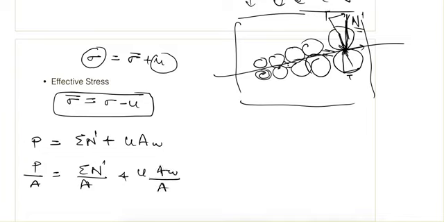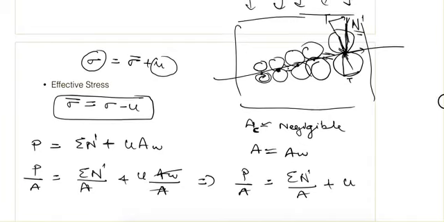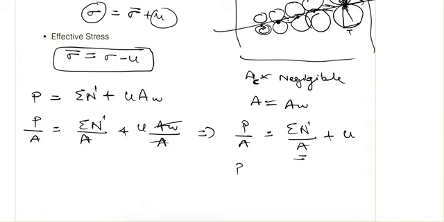Now these interparticle forces are being applied at the contact points of these particles, and these contact points are very small. If I say this interparticle contact area is AC, then it is negligible, and so the total area is almost equal to the area of pores. So in this formula, P by A is equal to sigma n dash upon A plus U. So these two terms will cancel, and here sigma n dash upon A is the effective stress.